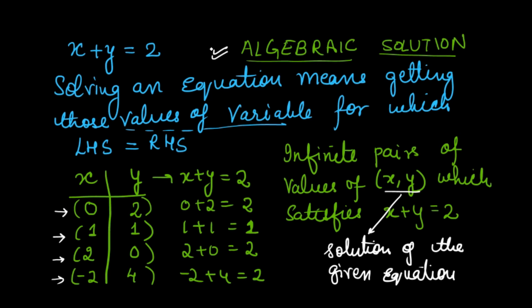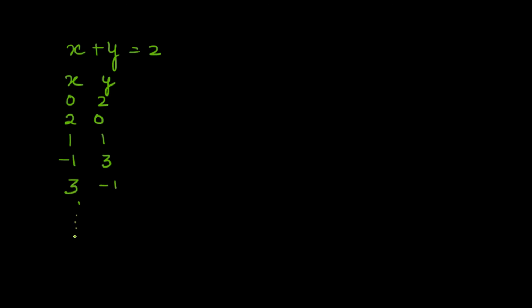Now let us see what it means by graphical solution. So when we say that our equation has infinite pairs of solutions, we took our equation as x plus y is equal to 2. And we took the values of x and y which satisfy the equation. We took x is 0, y is 2, x is 2, y is 0, x is 1, y is 1, x is minus 1, so y is 3, x is 3, y is minus 1, and so on. And what are these ordered pairs? If we look at it carefully, what are these ordered pairs?